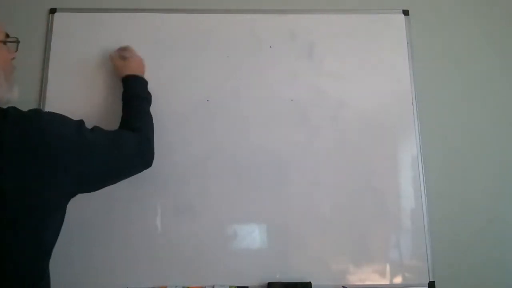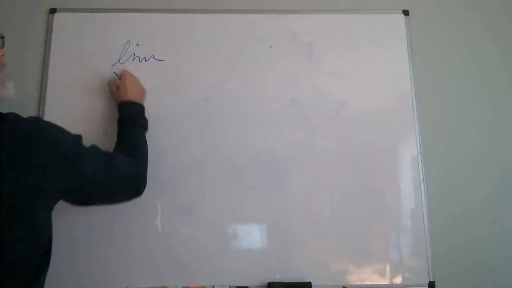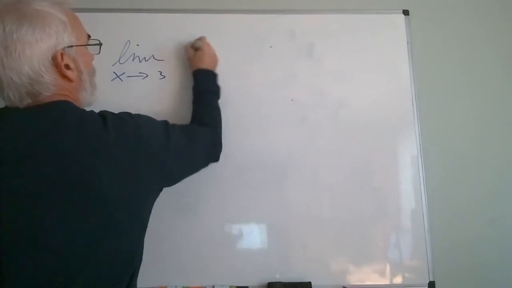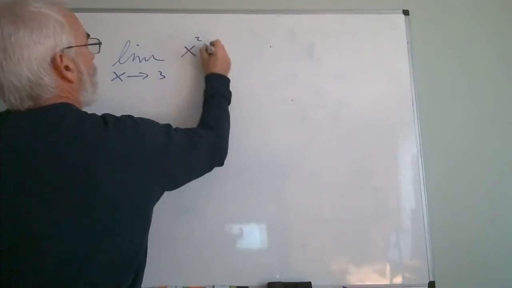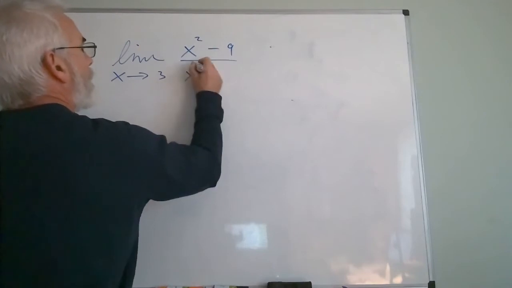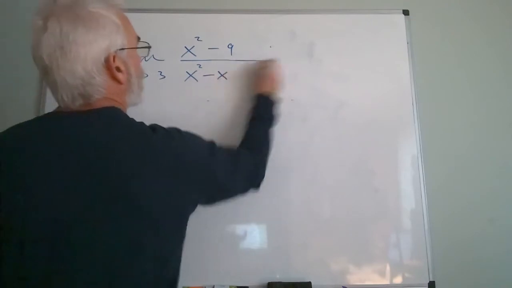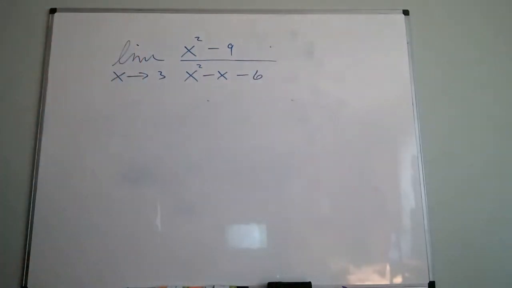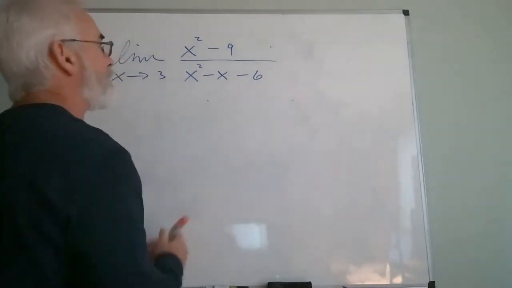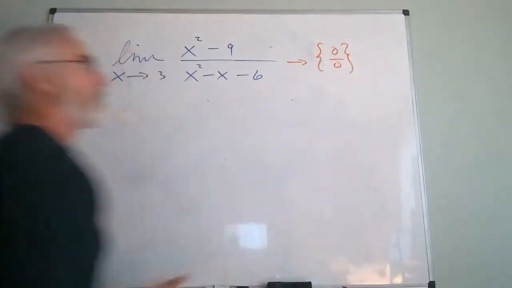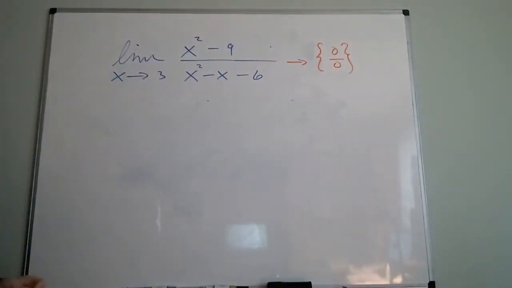So when we're doing a limit problem, I'll keep it really simple. Say I have the limit as x approaches 3 of x squared minus 9 over x squared minus x minus 6. Now, the first thing I always want to do is ask, can I evaluate this directly? Well, if I try to evaluate this directly, I'm going to find that numerator and denominator both tend to 0. So I get that particular indeterminate form.